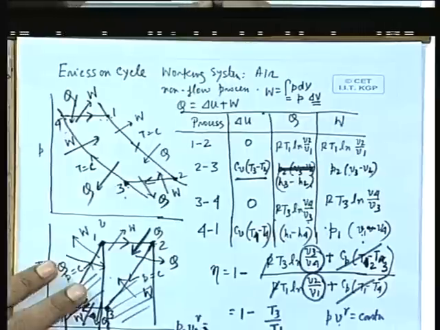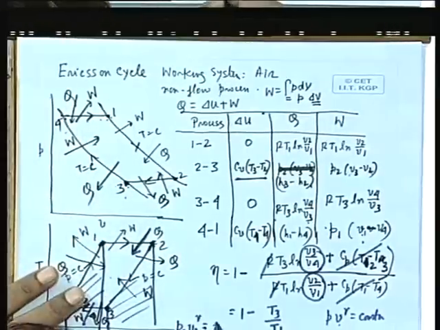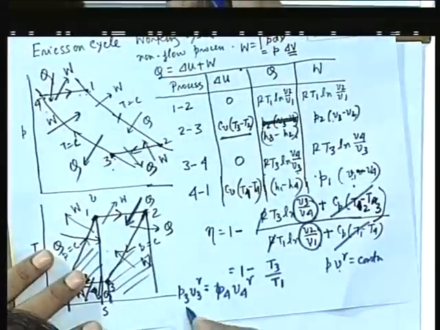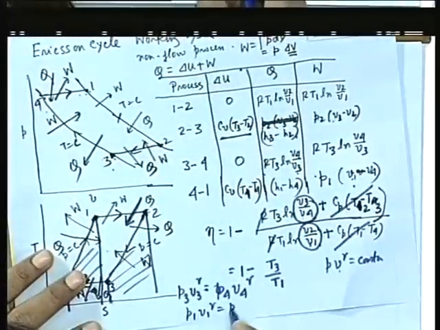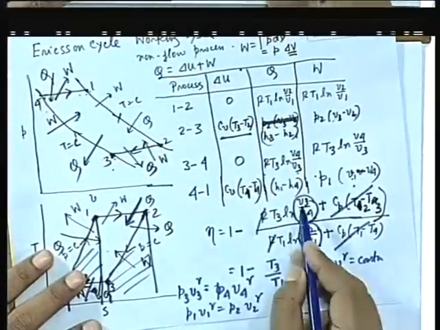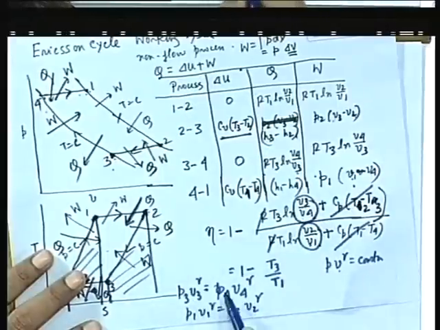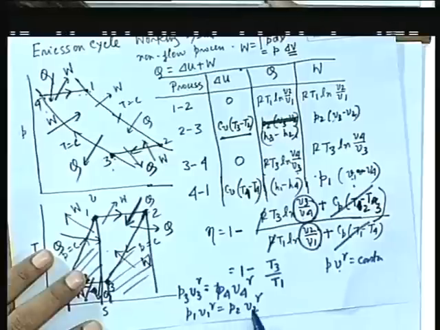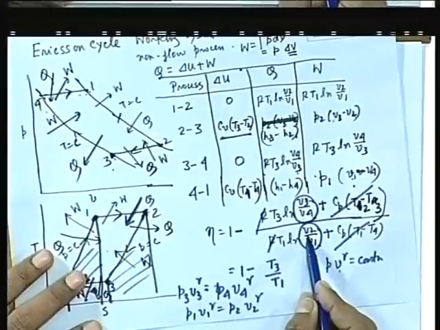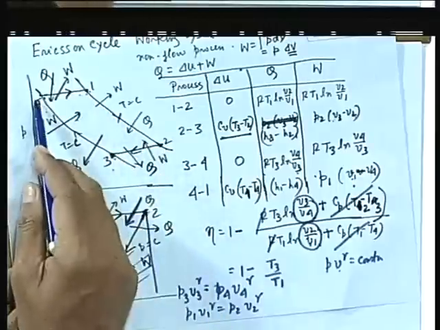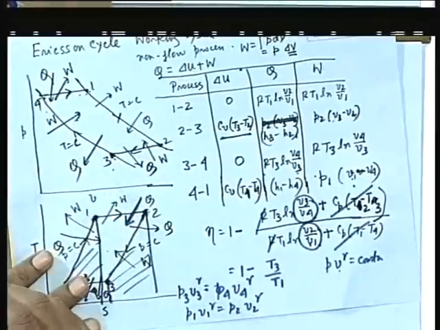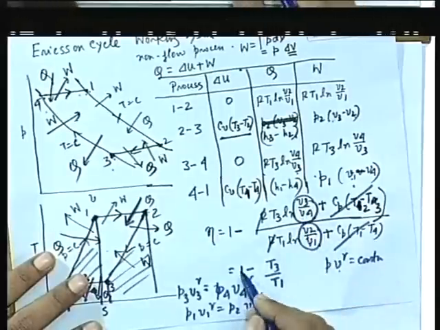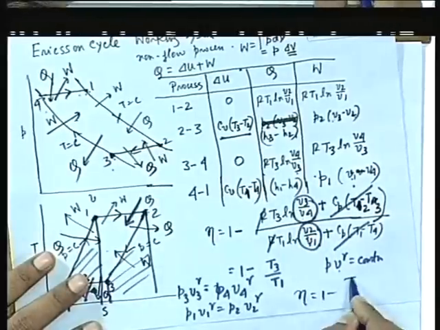P3 V3 to the power gamma in the 3-4 process is P4 V4 to the power gamma, and again P1 V1 to the power gamma is P2 V2 to the power gamma. So we can change the ratio. V3 by V4 is P4 by P1 to the power 1 by gamma, and V2 by V1 is P1 by P2 to the power 1 by gamma, and P1 by P2 is P4 by P3. All right, so we can substitute this and we see that these terms cancel out. So ultimately eta is 1 minus T3 by T1.